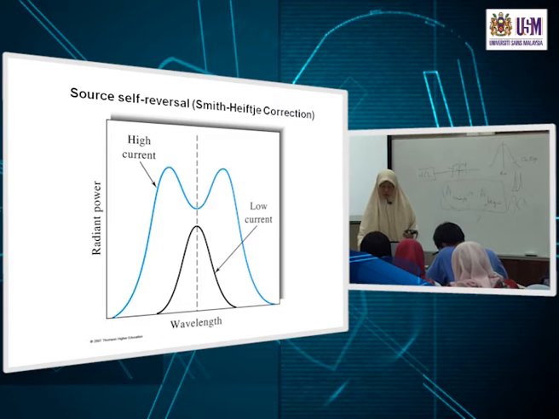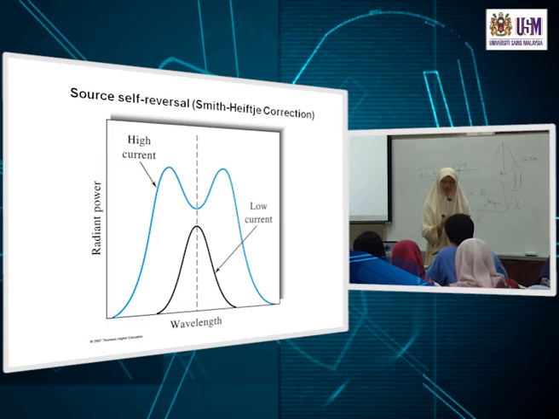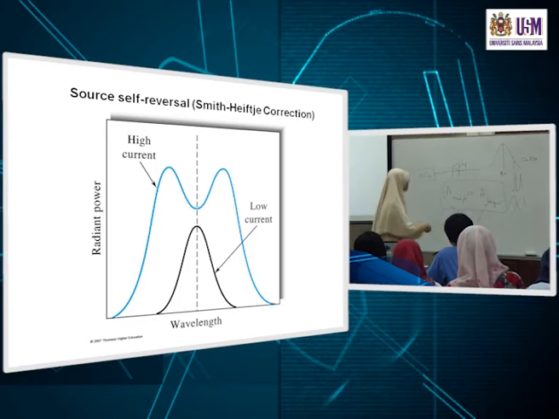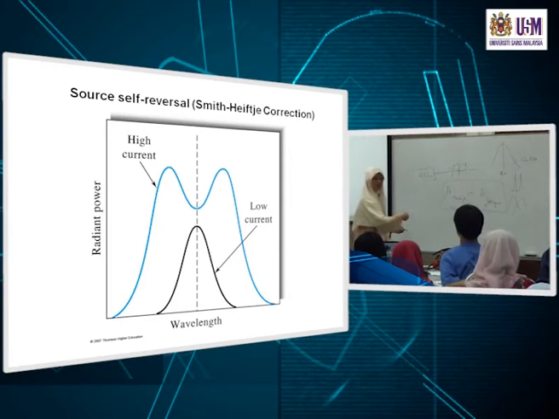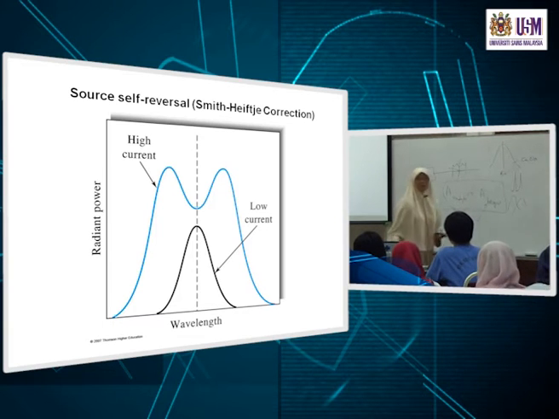What you do is you run the hollow cathode lamp at a higher current. At first you run it at a low current, your recommended current, and you take the reading. Then you run the lamp at a higher current and you take another reading. By subtracting between the two, you will get your analyte. The purpose is still the same: to estimate the background and finally just get the analyte.